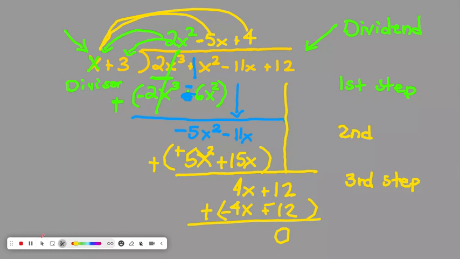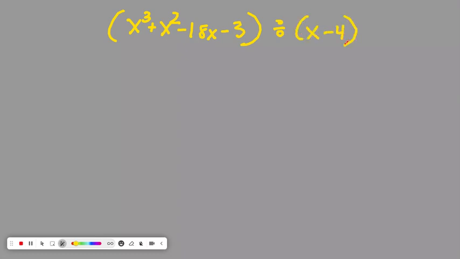Let's do another one so you get used to it. So what if we had, let's say, x cubed plus x squared minus 18x minus 3, and we're going to divide that by x minus 4. So we know that x minus 4 is the divisor, and x cubed plus x squared minus 18x minus 3 is the dividend. So we'll rearrange it, and why don't you pause the tape and see what you can get.